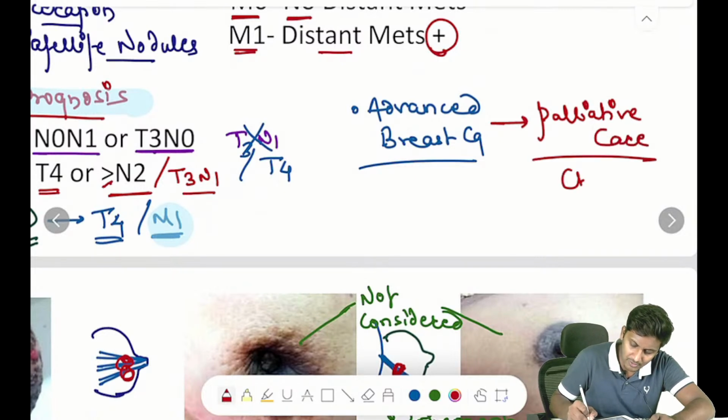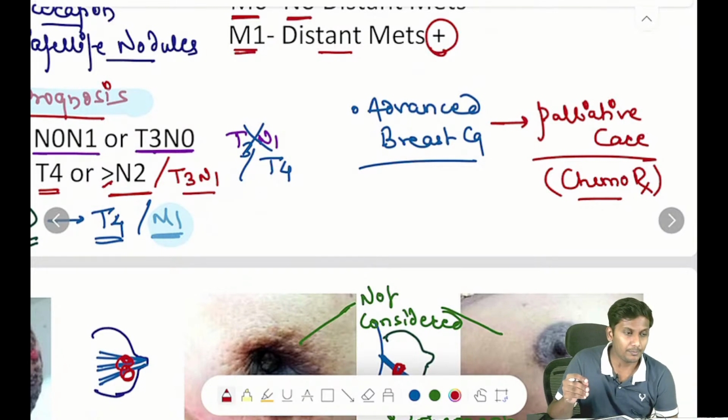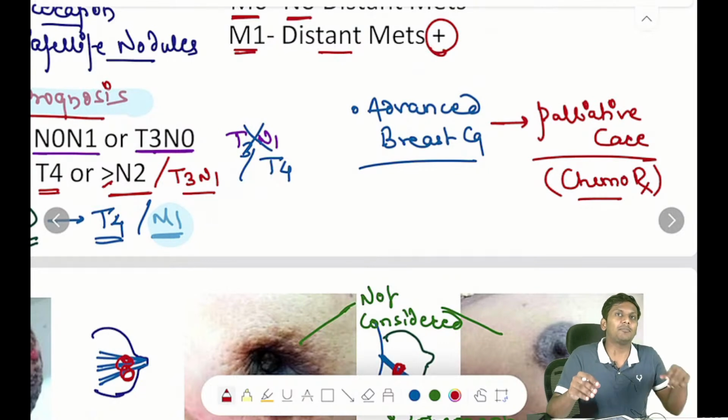In palliative care, we mainly give chemotherapy to the patient. Sometimes radiotherapy can also be given, but mainly it is the chemotherapy which is given to the patient. Got it? So please remember, bache, that for advanced breast cancer in stage 4, we only give a palliative care.